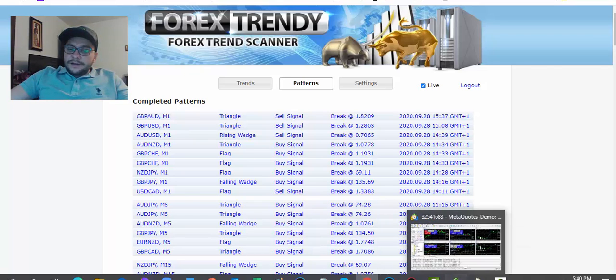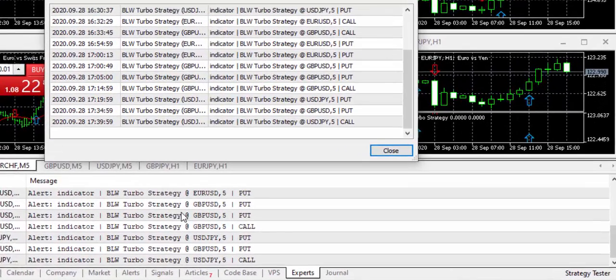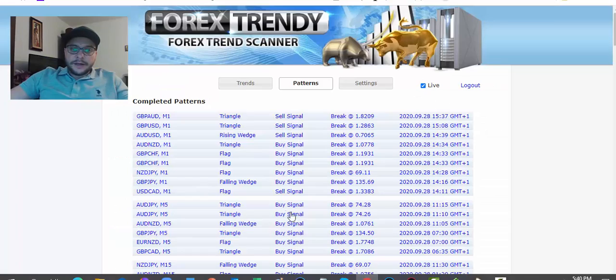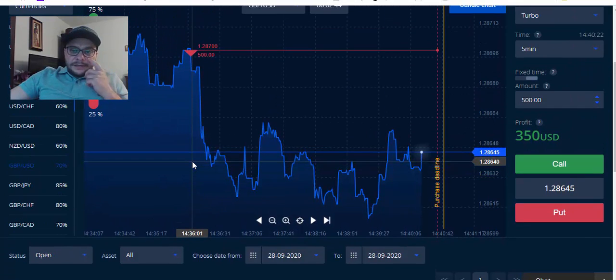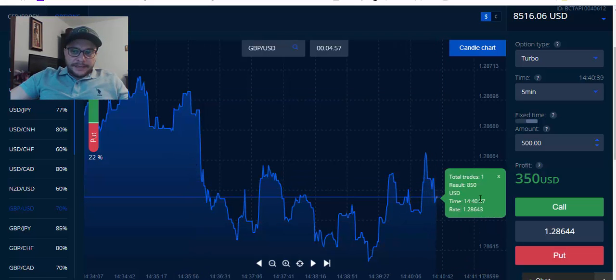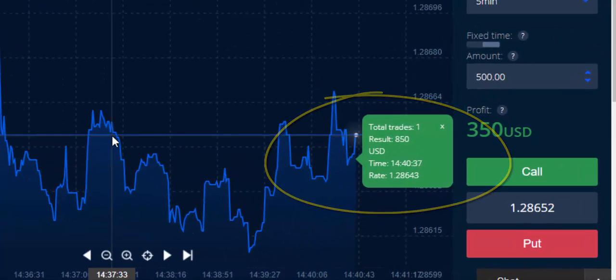Oh, and we have another signal. Let's see, BLW Turbo, US dollar Japanese yen, which was a call. Let's go and see. US dollar Japanese yen. Let's see what will happen with this trade, because it's already done. All right, and we are in the money. As you can see here, result $850 profit.